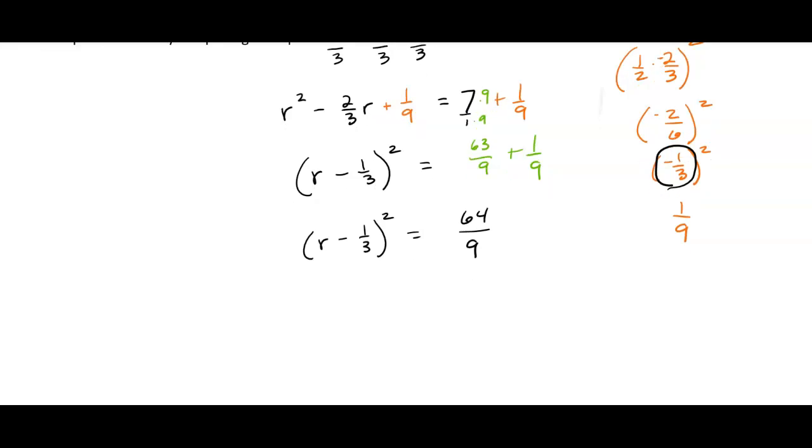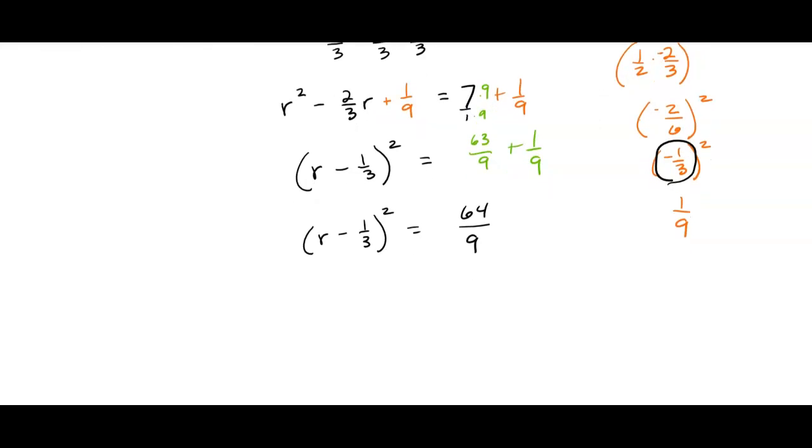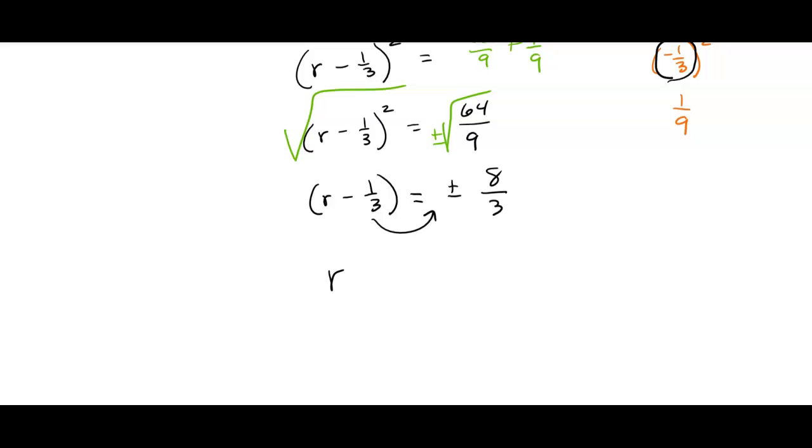All right. And then I'm going to be able to take the square root of both sides. So square root, plus or minus. So on the left, we get r minus 1/3. And then we have plus or minus. Now, I can actually take the square root of 64. And I can take the square root of 9. So I get 8/3 in this case, right? All right. I'm going to bring that 1/3 over. You're probably saying, why does she have those parentheses in there? So it's going to be positive 1/3, plus or minus 8/3.